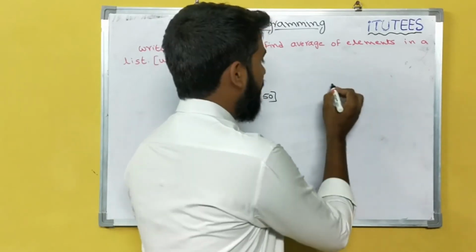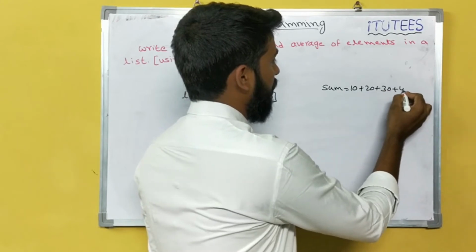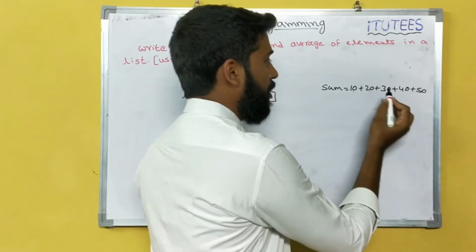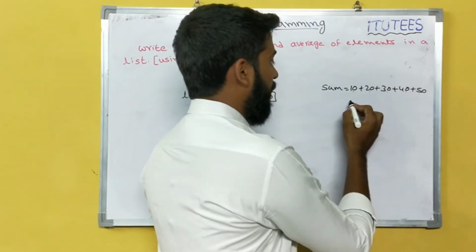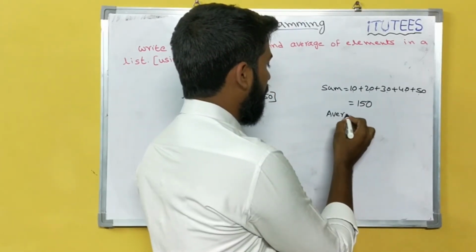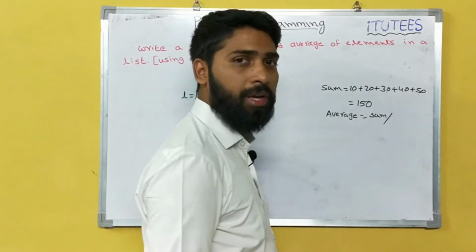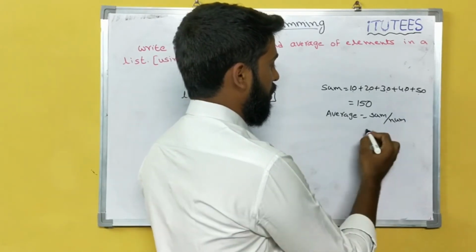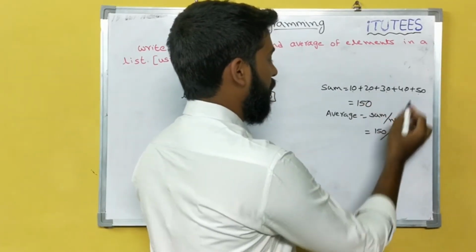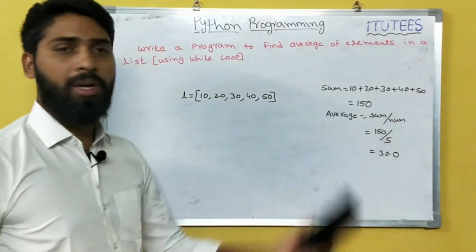First we can find the sum. Sum equals 10 plus 20 plus 30 plus 40 plus 50. That means first you take 10, next 20, 30, 40, 50, and you find the sum, 150. And average equals sum by number of elements. What is the sum? 150. The number of elements are 1, 2, 3, 4, 5. That is 30.0.